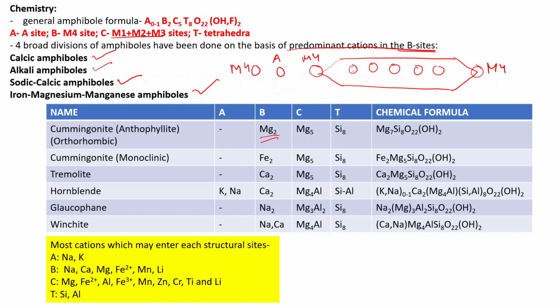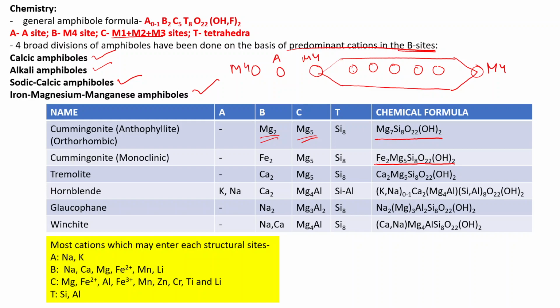M1, M2, and M3 sites have also Mg, so there will be 5 Mg, and then the tetrahedra is silicon, so the chemical formula becomes Mg7Si8O22(OH)2, wherein 2 Mg are located in the M4 and 5 Mg are located in the M1, M2, and M3. But if we have a monoclinic cummingtonite, then we have iron in the M4 sites, Fe2, and of course the other structure remains the same. So we have the formula as Fe2Mg5Si8O22(OH)2. Then we come to tremolite.